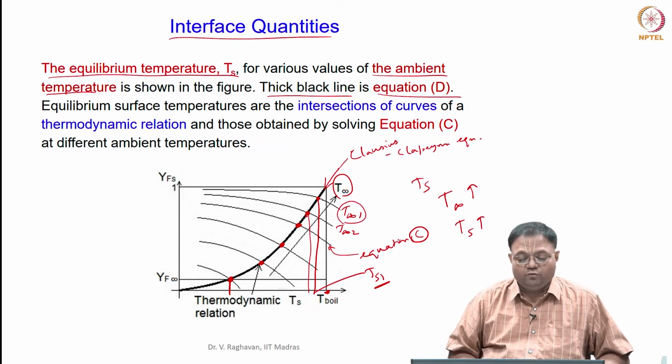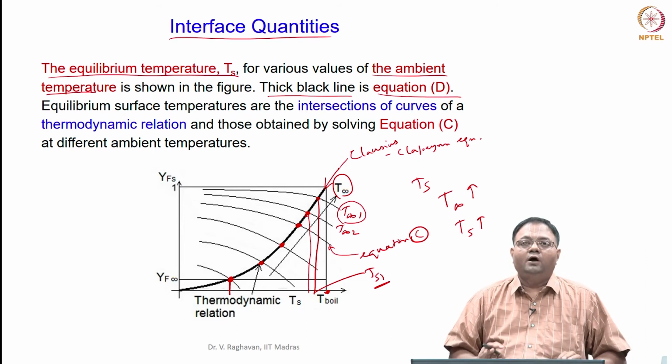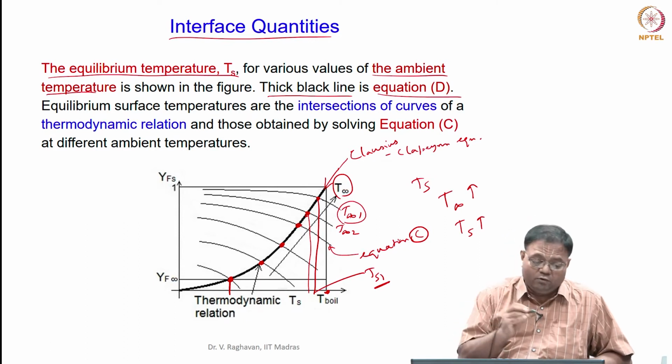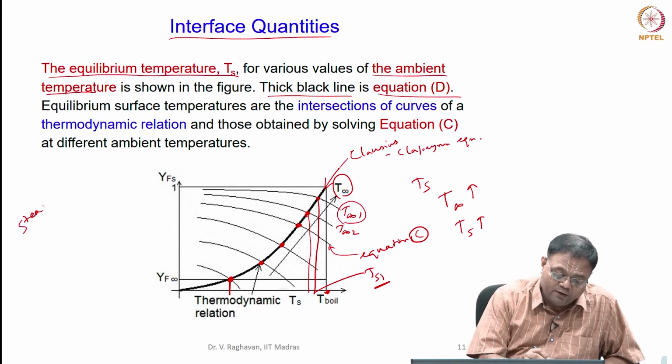This is about evaporation, where you try to find the equilibrium values of the surface quantities like Ts and y of infinity. Once you get that, you will get the steady or equilibrium evaporation rate, m dot.